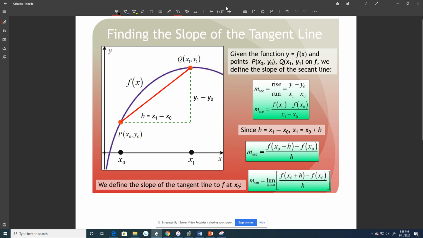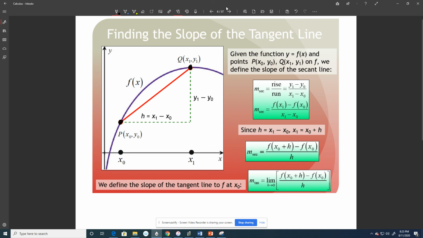This purple line right here is labeled f of x. That means that's my function, the curve that we're talking about. And on that curve, I have 2 points. I have P right here, and I have Q. P is labeled x naught, y naught, and Q is labeled with an x1 and a y1. That just means each of these has an x and a y that correlates with it, okay?